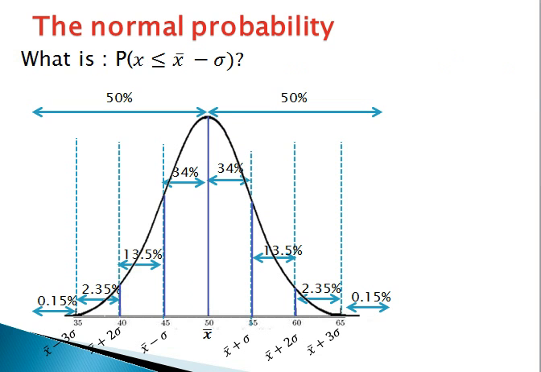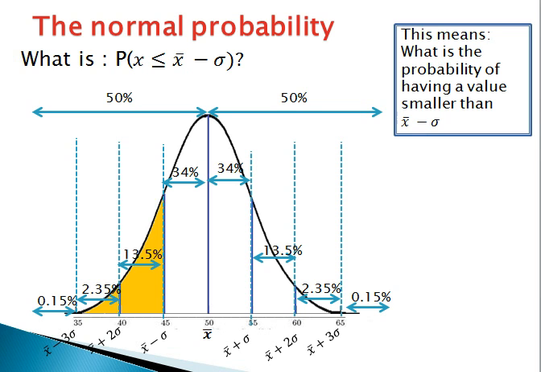All right, another one. And now in that exact notation, all right, P of x smaller than or equal to x bar minus sigma. All right, so think about what that means. It will say that we have a value. What's the probability of getting a value that's smaller than or equal to x bar minus sigma? All right, so if you look at the colors, this is what it means.